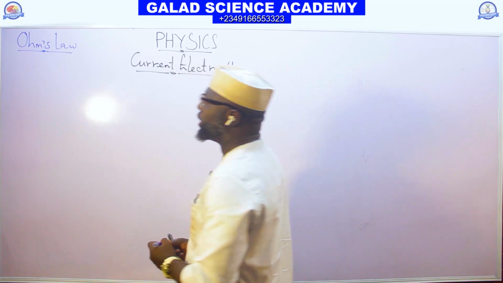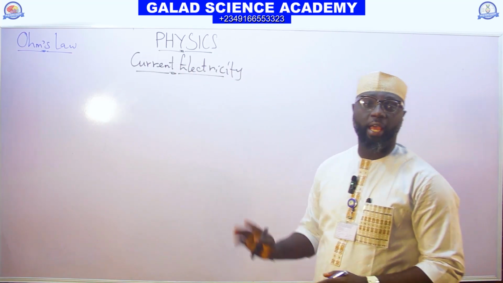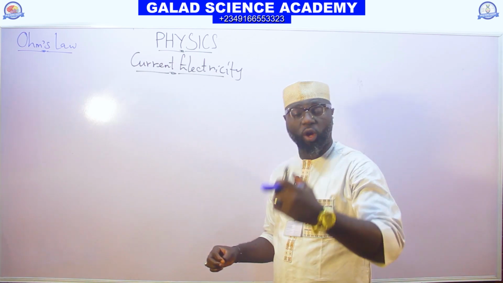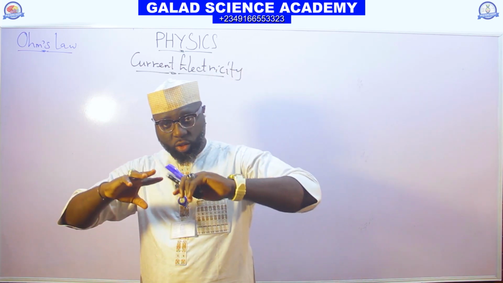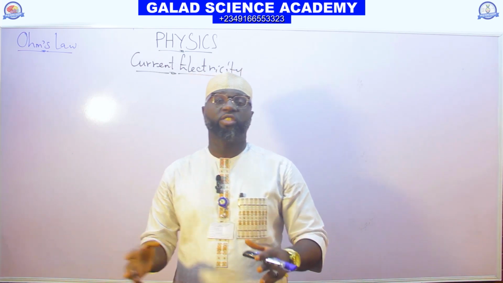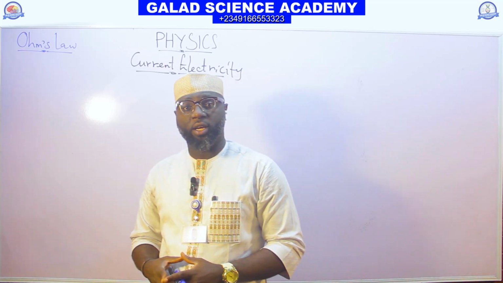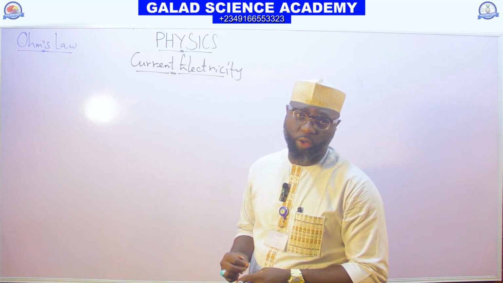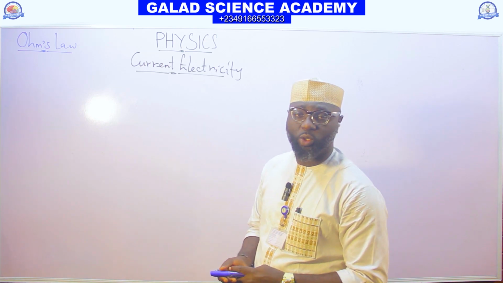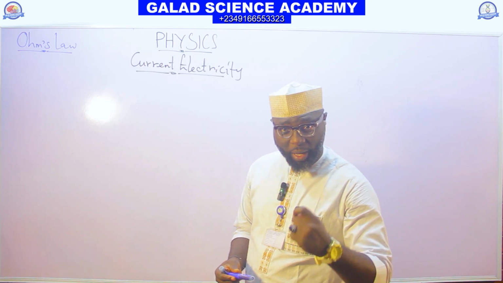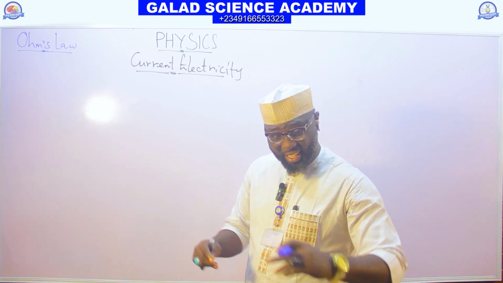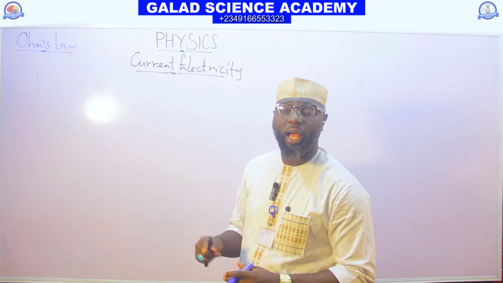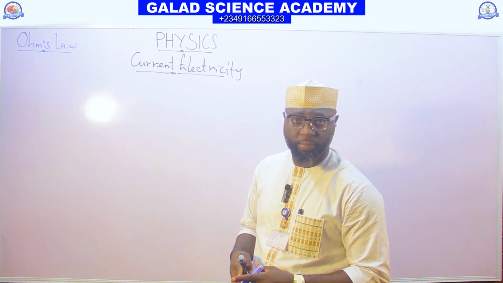Ohm's law is one of the electricity laws which shows the relationship between potential difference, current, and resistance of a metallic conductor. Ohm's law simply states that the current that passes through a metallic conductor is directly proportional to the potential difference.